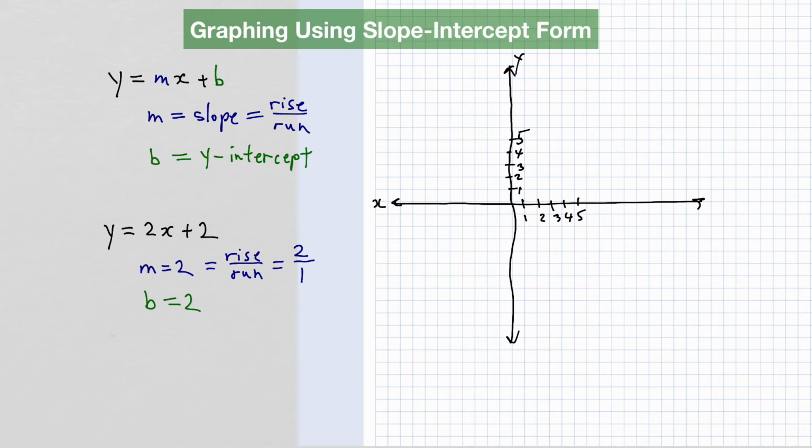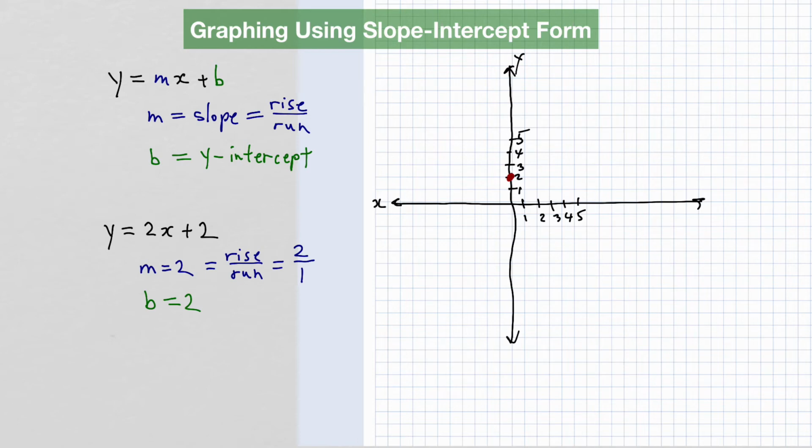Now, what you want to start with is the y-intercept. Our y-intercept is 2. That means that that is where the line crosses this y-axis at 2, right here. The number 2, this is where the line crosses the y-axis. So we're going to put a dot there.